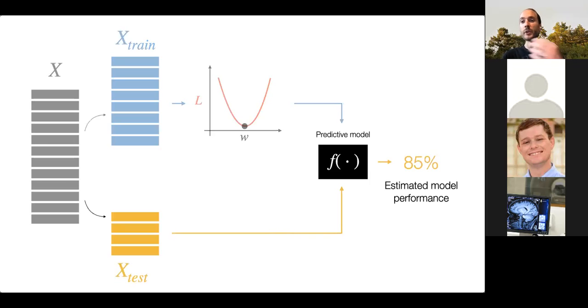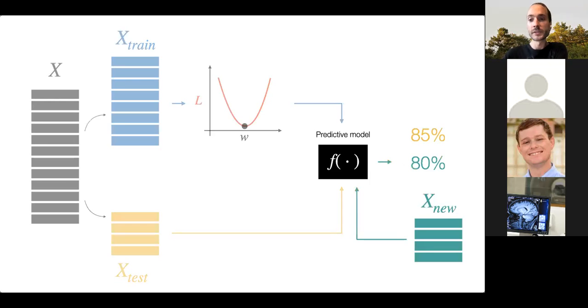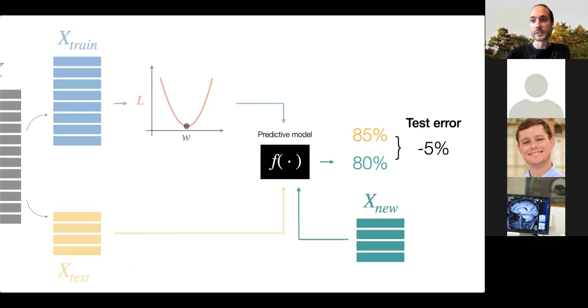In this case, you would say, okay, maybe a model with 85% accuracy is able to identify the handwritten digits from the test data. So we assume that our model has a performance of 85%. What happens in most cases, though, is that you show the model a new data set and your performance is different. And this difference is what I here mean with the test error.